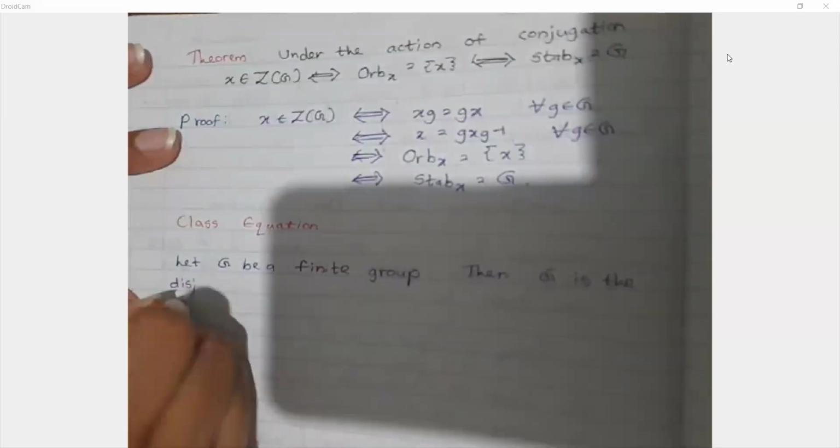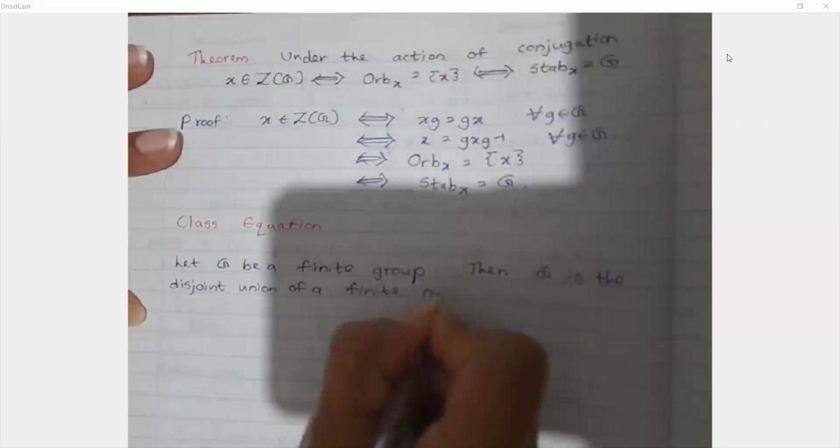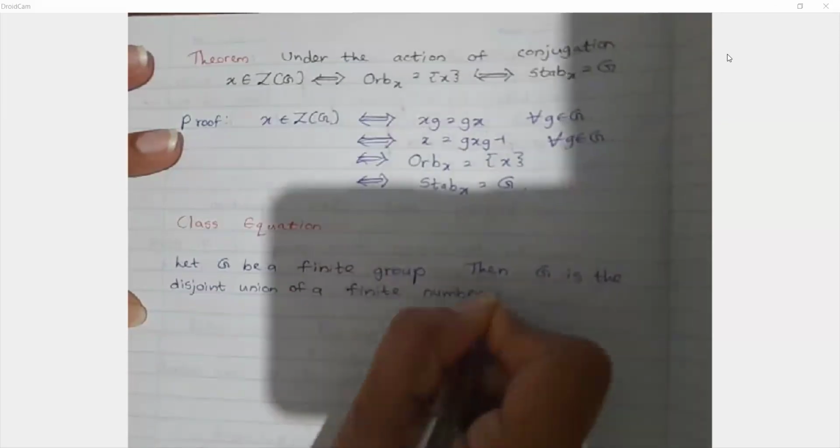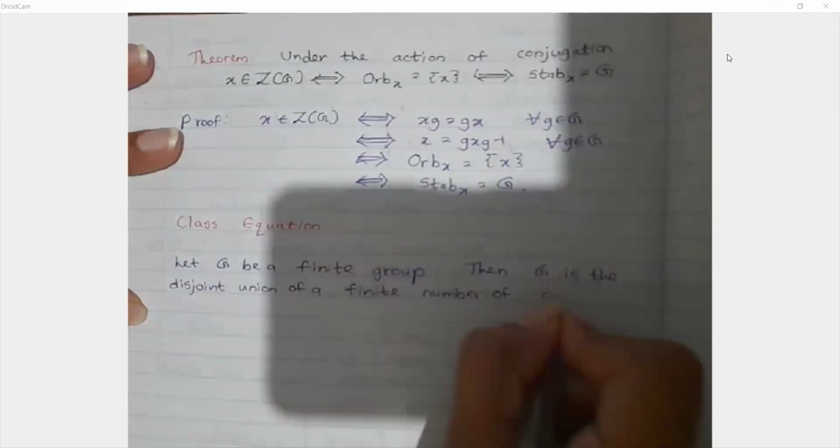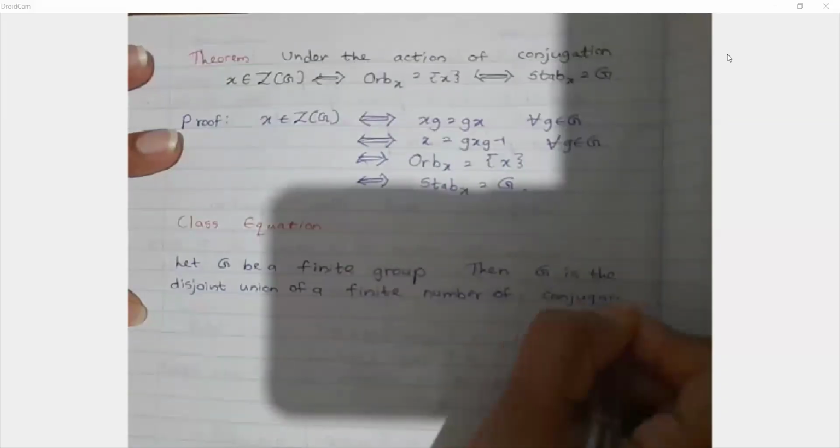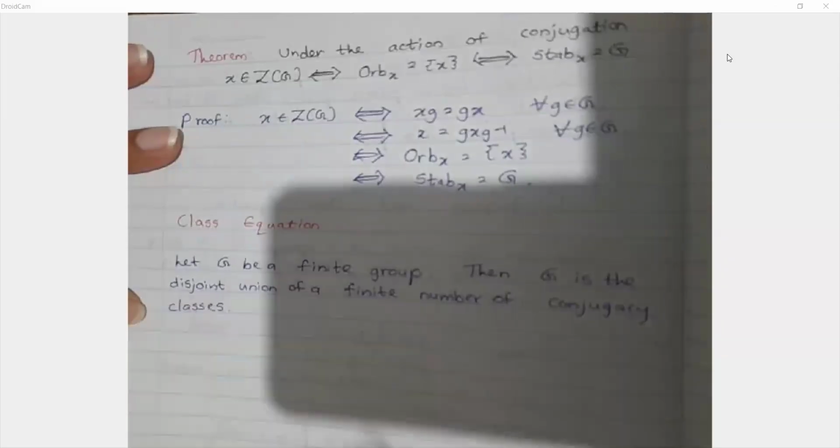Let G be a finite group, right? Then G is the disjoint union of a finite number of conjugacy classes, right?